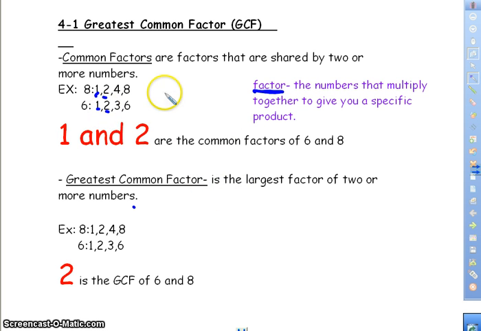Now your greatest common factor is the largest factor of two or more numbers. So once again, if I'm looking at the factors of 8 and 6, my largest common factor is the 2. So 2 would be the GCF, the greatest common factor of 6 and 8. Common factors are all numbers they have in common. Greatest common factor is the greatest number they have in common. So the greatest common factor can only have one number as its solution.